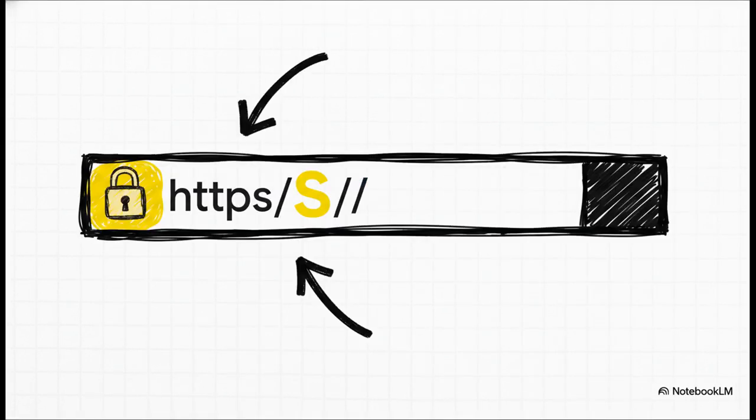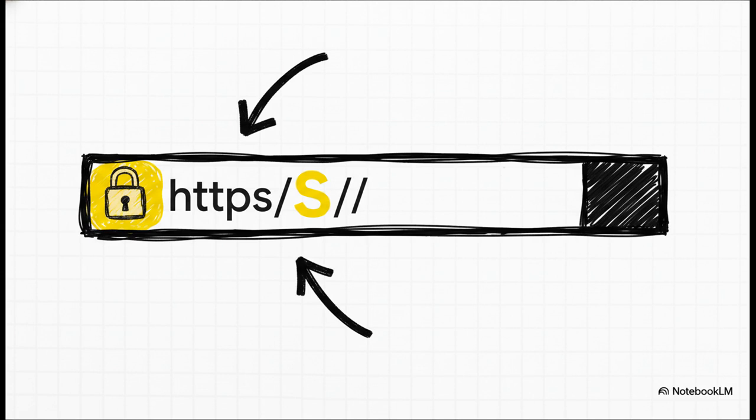And spotting it in the wild is super easy. There are two dead giveaways. First, there's that little padlock icon we've been talking about. And second, look at the web address itself. It'll start with HTTPS. That S is the crucial part. It literally stands for secure. If you see those two things, you're golden.